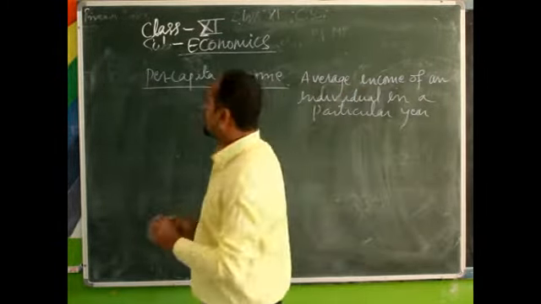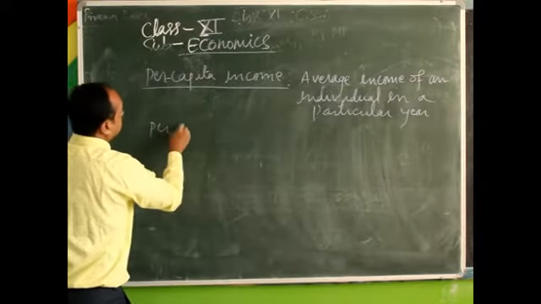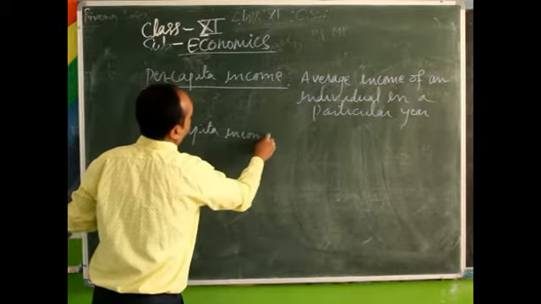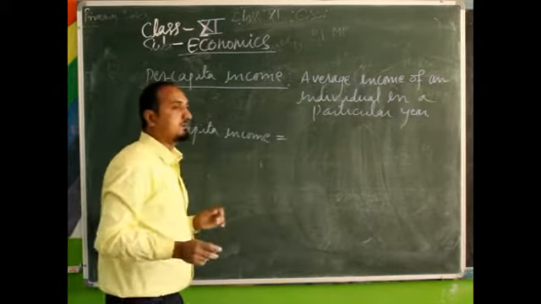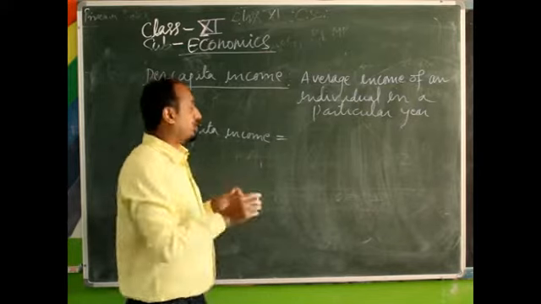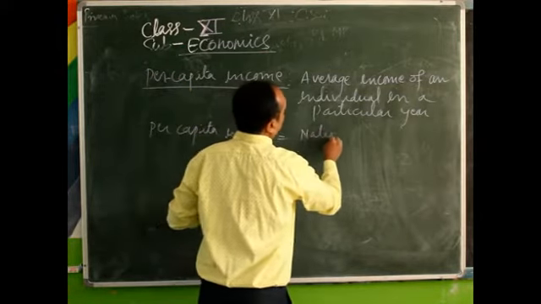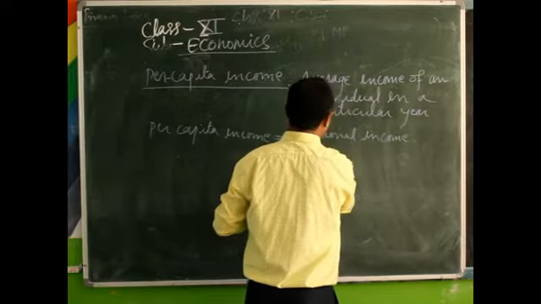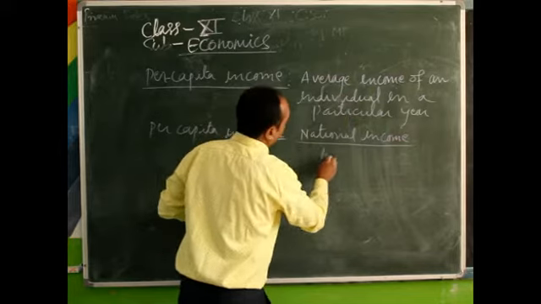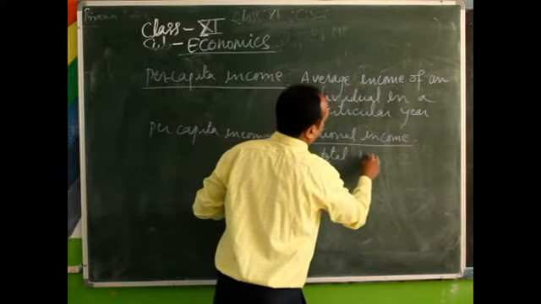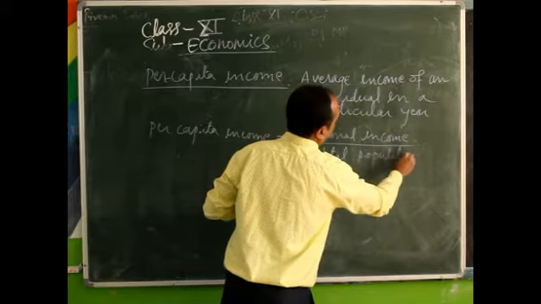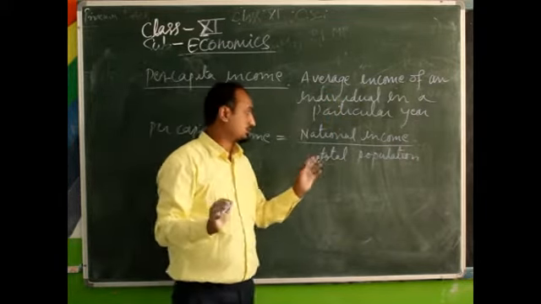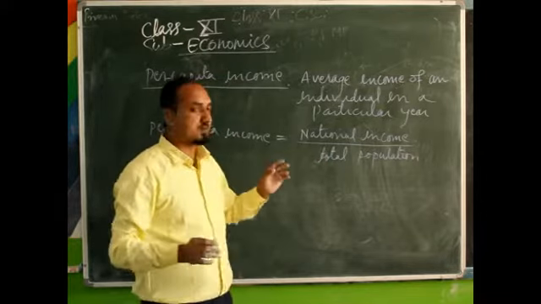Now I'll teach you the formula, how to calculate it. Per capita income equals national income divided by total population. So this is the formula to calculate per capita income.